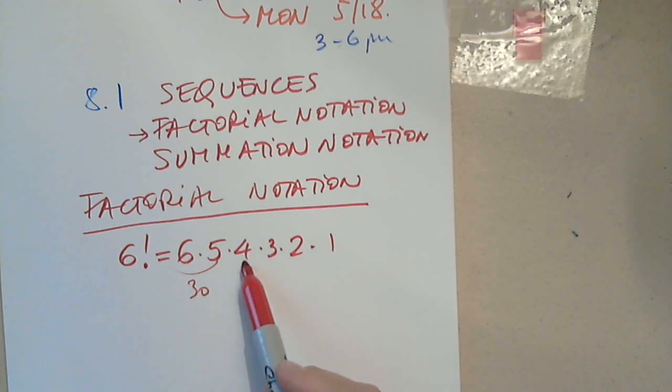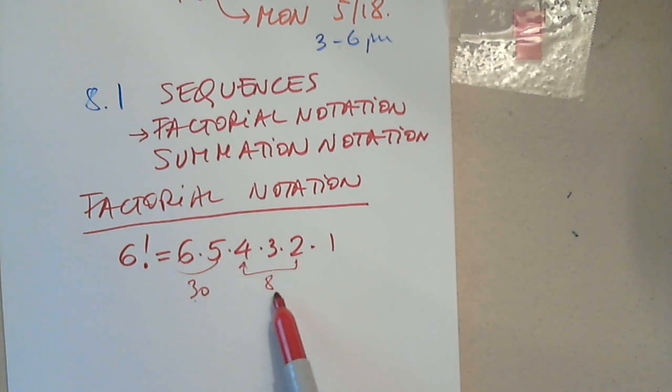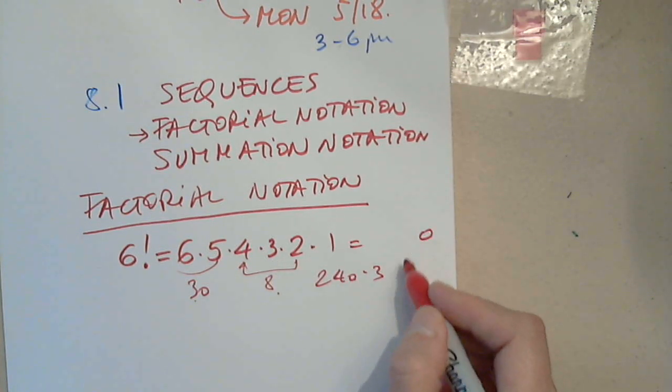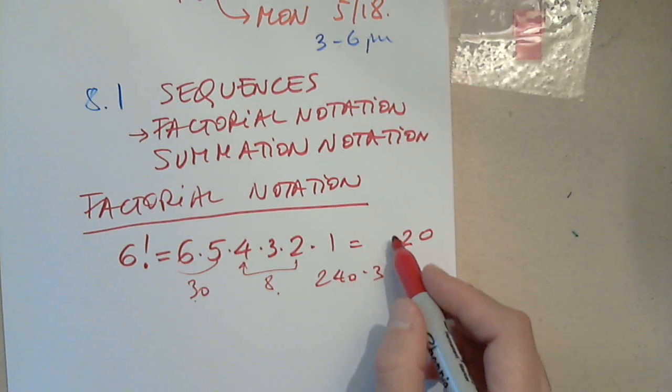I'm trying to make it easy. This is 8. 30 times 8 is 240, and then I have to multiply by 3. So the answer is 0, 2, and I carry 1, 6, and 7.